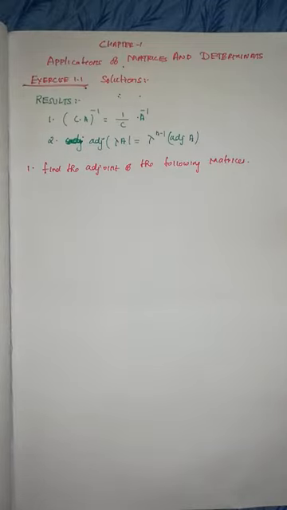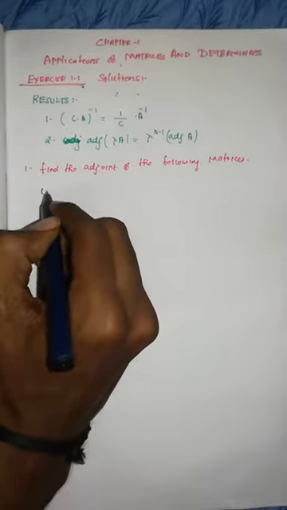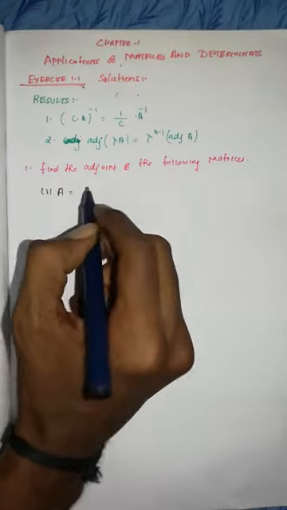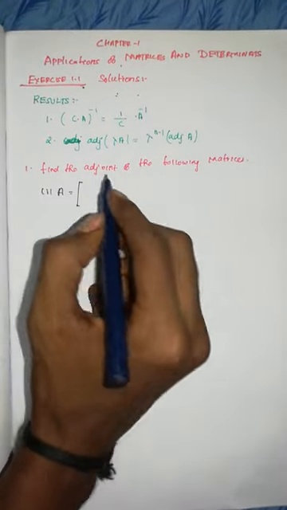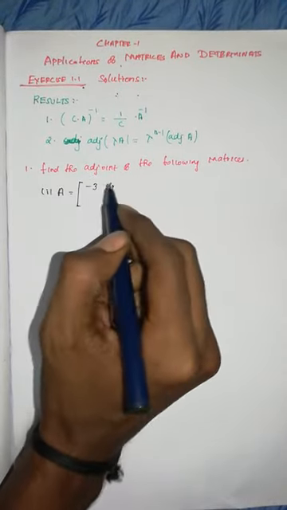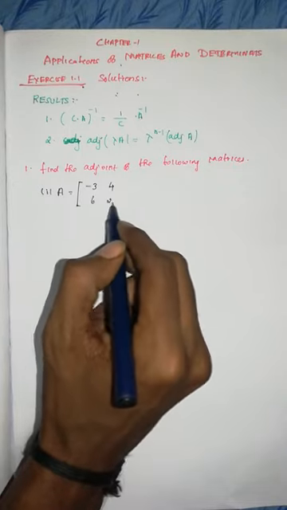Suppose if I have 2 cross 2 matrix, n is 2. Suppose if I have 3 cross 3 matrix, n is 3. So these are the important results which I am going to use in solving the problem. First question is find the adjoint of the following matrices. So the first question is, I take that matrix as A, which is minus 3, 4, 6, 2.